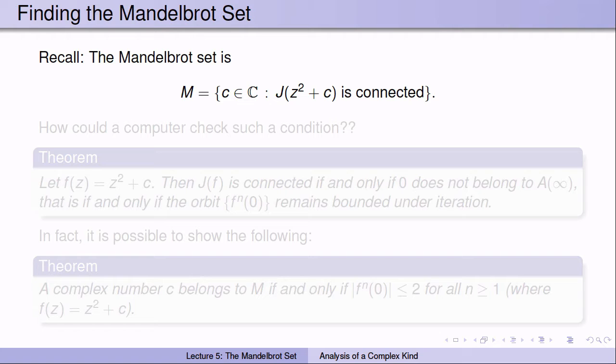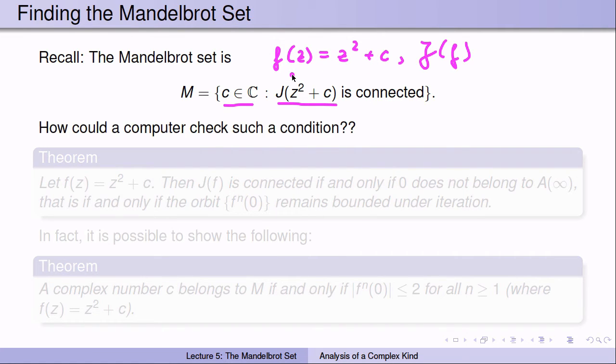Recall that the Mandelbrot set is the set of all those parameters C in the parameter plane for which the corresponding Julia set is connected. So you pick a C in the complex plane. You consider the quadratic polynomial f of z equals z squared plus c. You calculate its Julia set, and you look at whether this Julia set is connected. And if so, then the parameter c belongs to the Mandelbrot set.